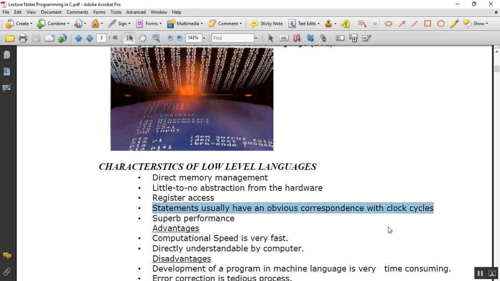We are directly executing instructions which are directly interpreted and executed without any kind of conversion, and so our instruction execution is measured in terms of clock cycles, and performance is superb in case of low level languages. Advantage: computational speed is very fast, we get very fast results. They're directly understood by computer.